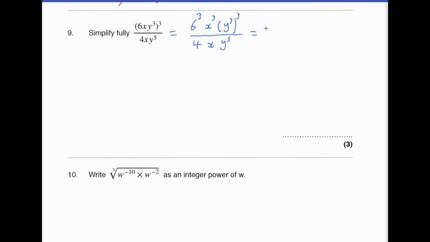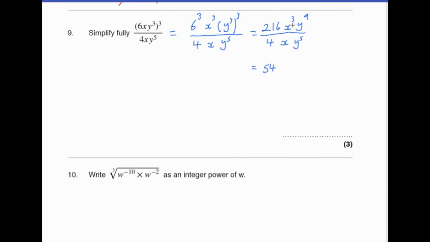6 cubed is going to give us 216, and we have x cubed, and y cubed is going to be y to the power of 9, just multiplying 3 and 3. And that's all divided by 4xy to the power of 5. Then simplifying, you have 216 divided by 4. What's that going to be? That's going to be 54.